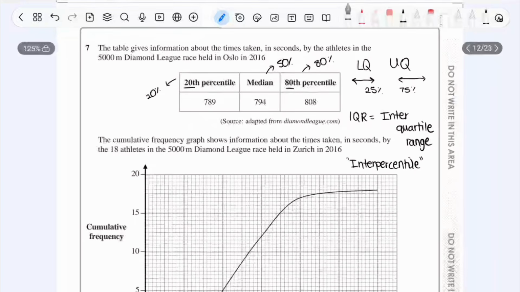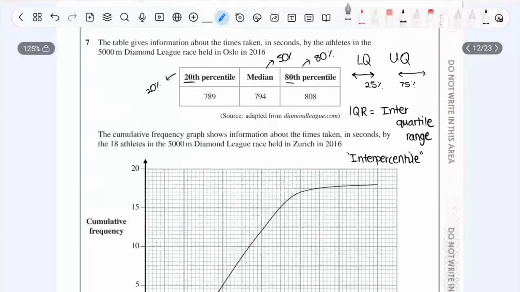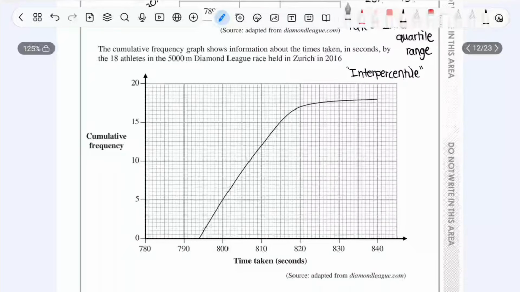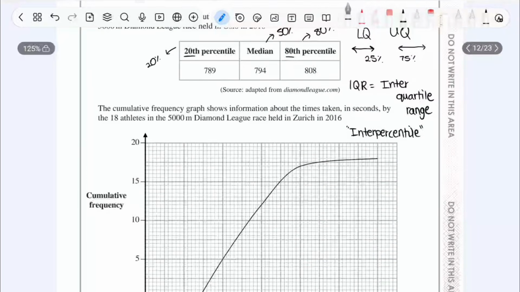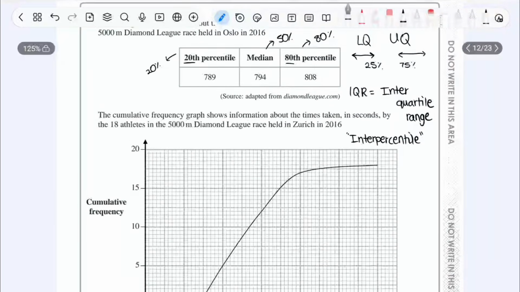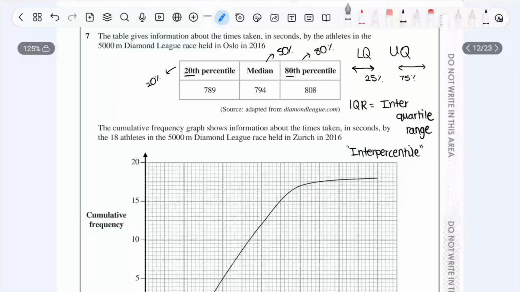So it makes sense, if you're going to compare this data, which is for Oslo 2016 to Zurich in 2016, that you might as well use the same format. And the format they've given for the first one is the median and the 20th and the 80th percentiles. Now with the median, we can just compare those two, just as we did with our box plot question. And as you saw, we compared the IQR for the box plot questions.